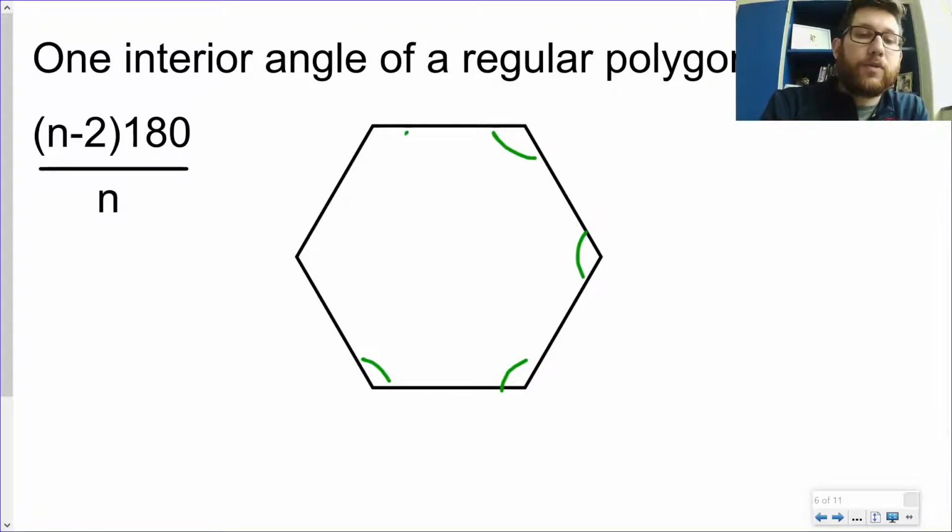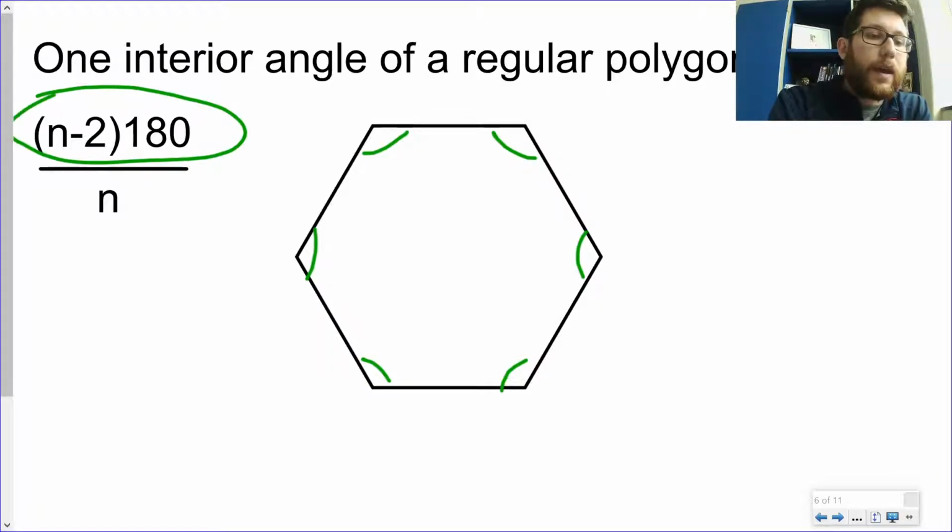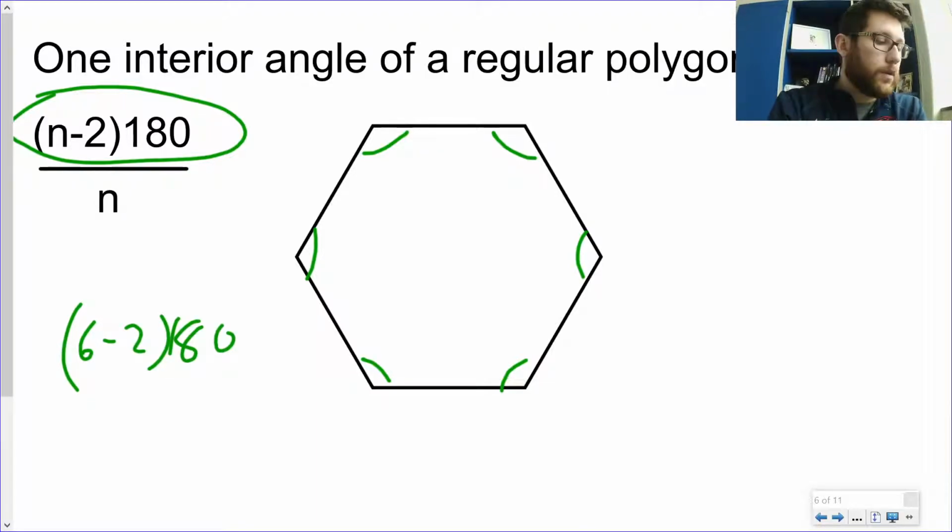Now let's talk about where this formula comes from. Notice here on the top, n minus 2 times 180. That's the formula for the sum, right? And all we do is we say, okay, so what's the sum of the angles? So let's do that here, 6 minus 2 times 180. And that ends up being, I should have this memorized, but I don't, that comes out to 720, okay? Now, that's the sum of all of them.